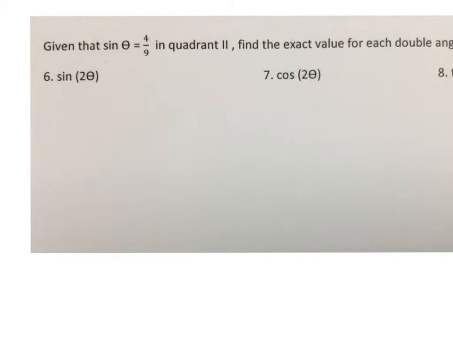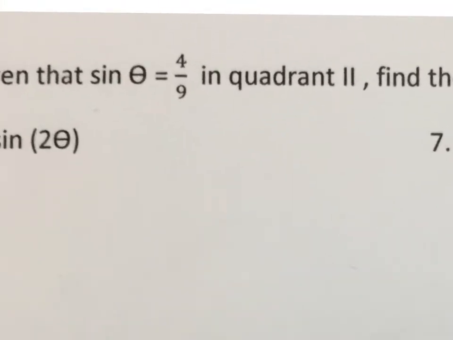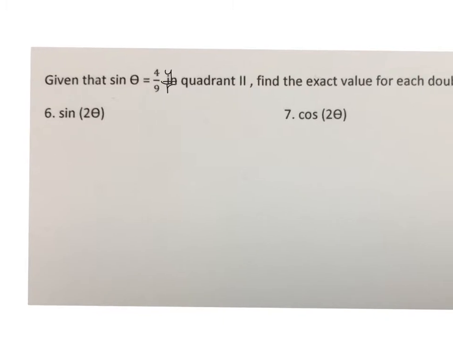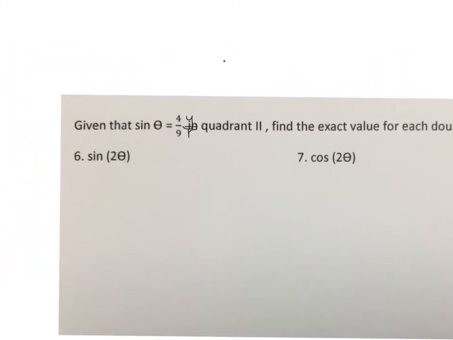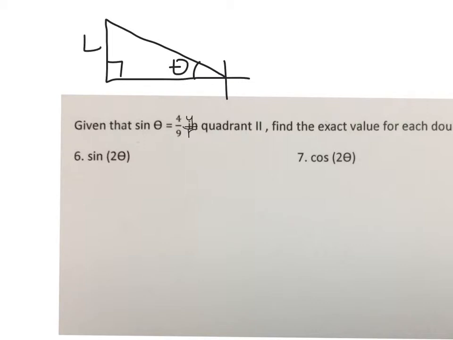Okay, so in this problem we're given a ratio for sine, and sine, I hope you know, is the y value or the opposite side over the radius or the hypotenuse. Sorry, that's supposed to be a y. I said y but wrote x. And we're told that we have a quadrant 2. So our triangle that we draw is going to be over here to the left of your origin. So that is the angle that we're talking about that has a sine of 4/9.